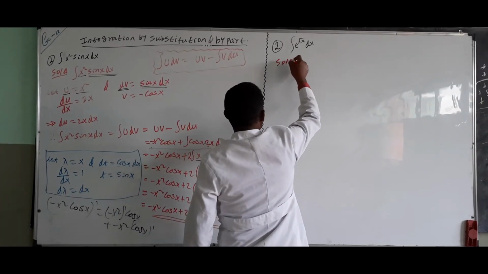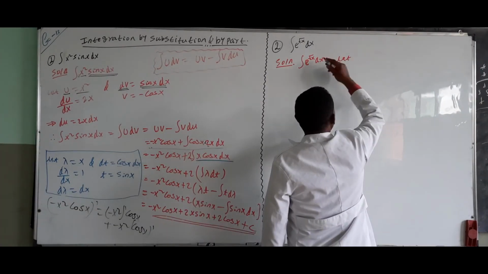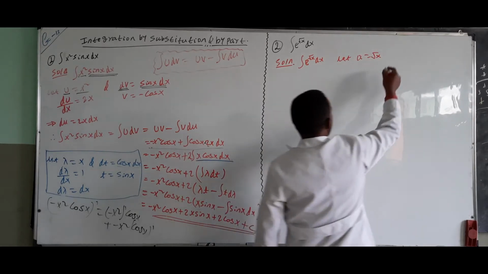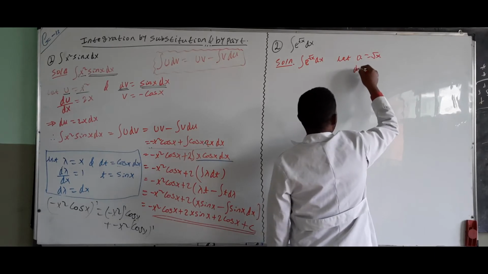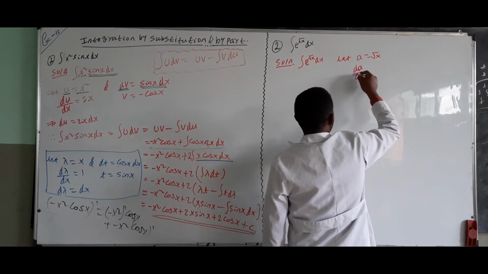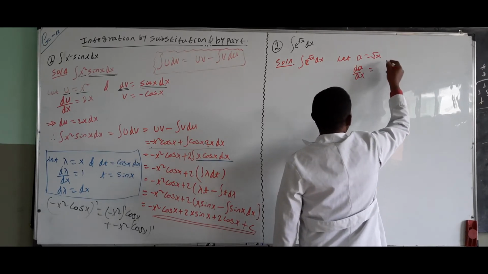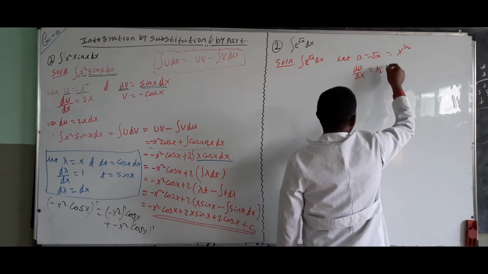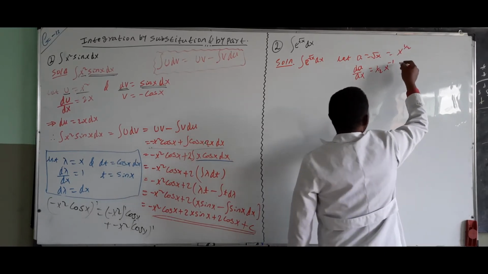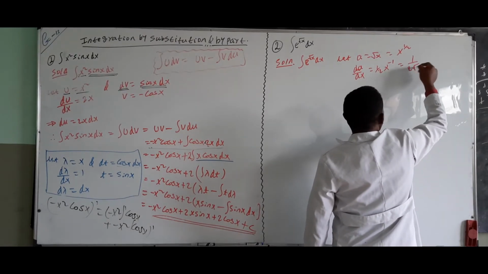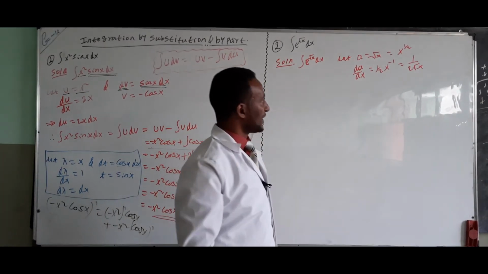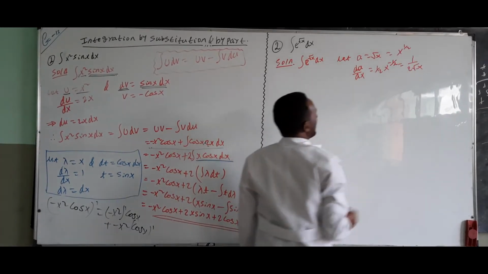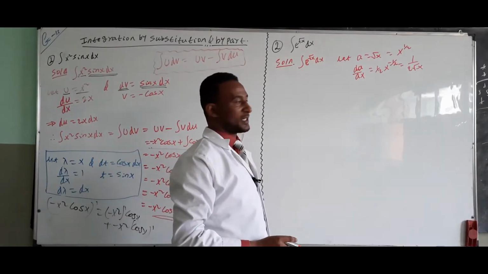Solution. Let us take a is equal to radical x. Then dA with respect to x is equal to, this means x to the power of 1 over 2 becomes 1 over 2, x to the power of negative 1 over 2, that means 1 over 2 radical x.